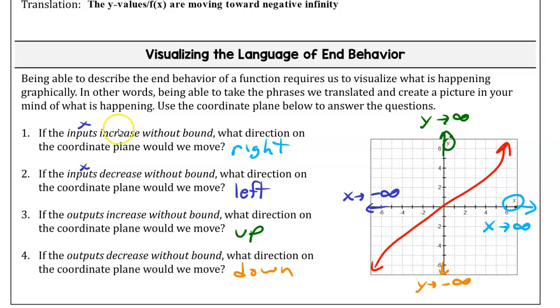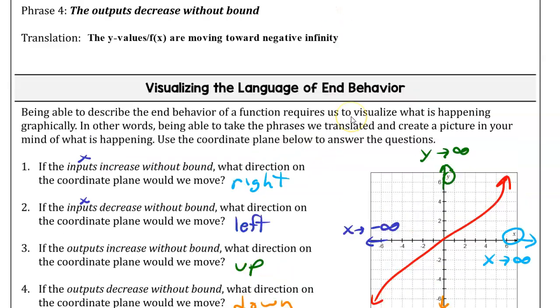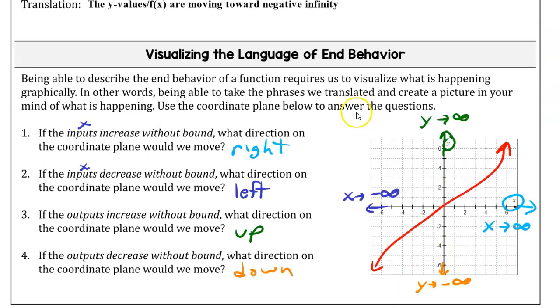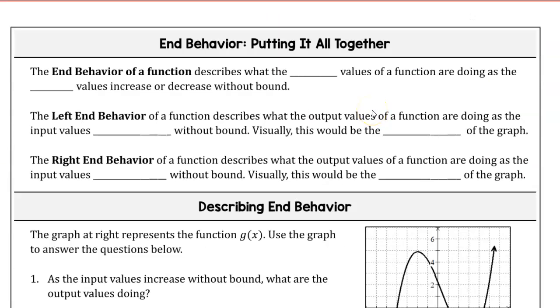So these inputs are increasing without bound is the same as saying as x approaches infinity. Okay, moving to the right on a graph. Those are all synonymous with one another. So we're just establishing this language so we can use it moving forward properly. All right, so let's put it all together. It says the end behavior of a function.